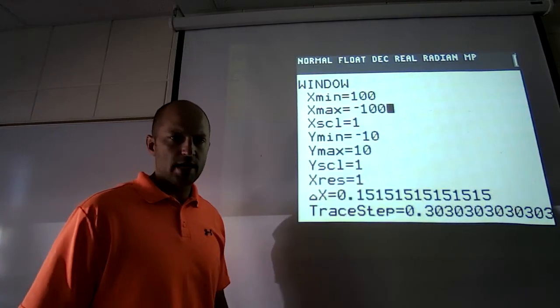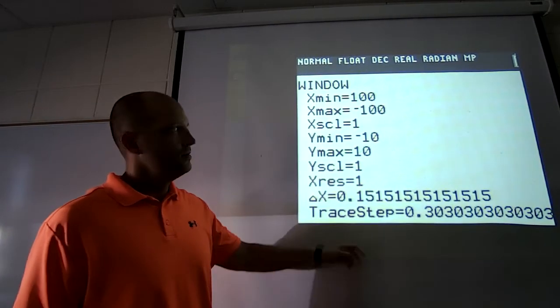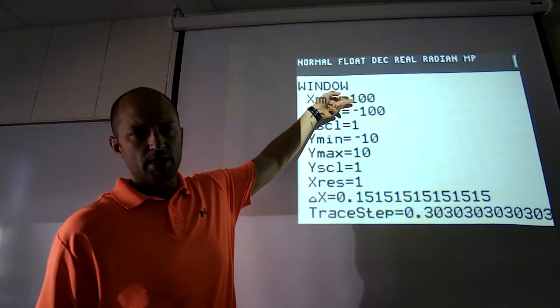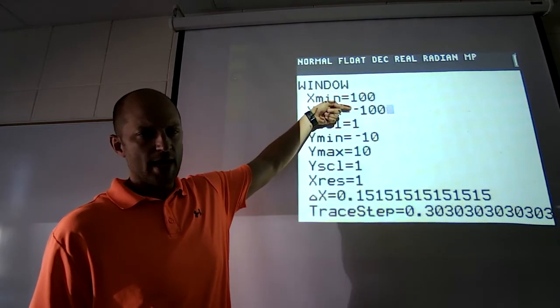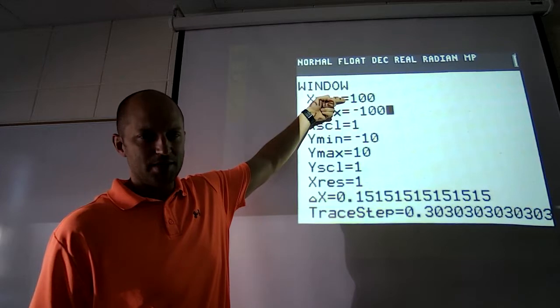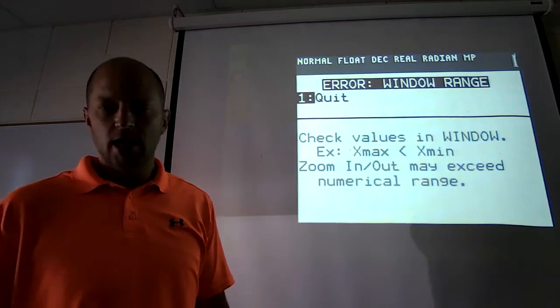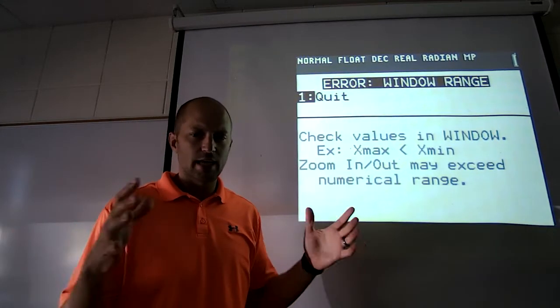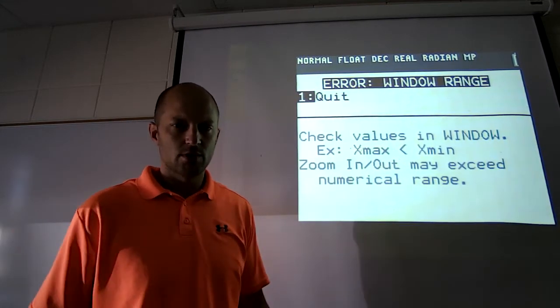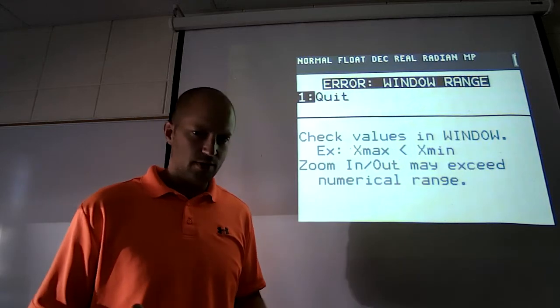Do you see the mistake I'm making there? I have the numbers mixed up, right? So the negative is the max and the positive one is the min. Ain't gonna work. So when I try to graph this thing, I'm gonna get a window range error. They're just saying, it doesn't work. Do not compute.